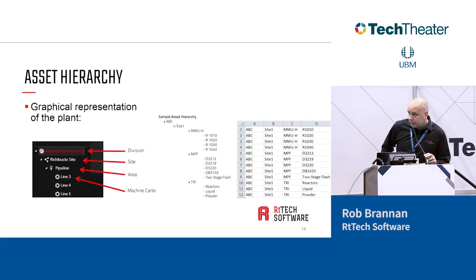So there's a little bit about the asset hierarchy. Essentially it's giving an example of how we build the logic within our application. You can start off at a division level, and then the next step down will be a site, then an area, and then what we call machine centers, which are basically individual assets. So we make sure that we're mirroring your configuration as closely as possible. We can import that from Excel if you've got it there.